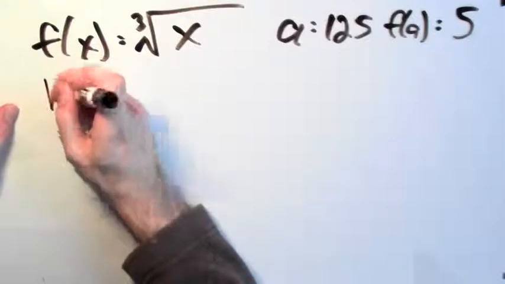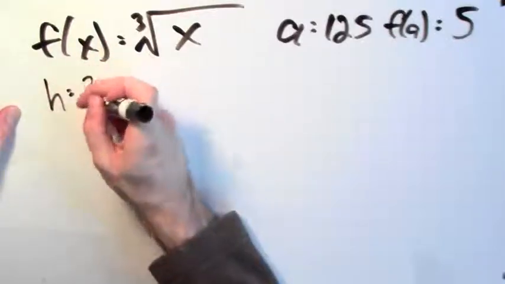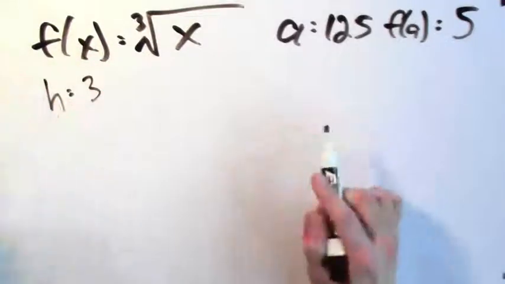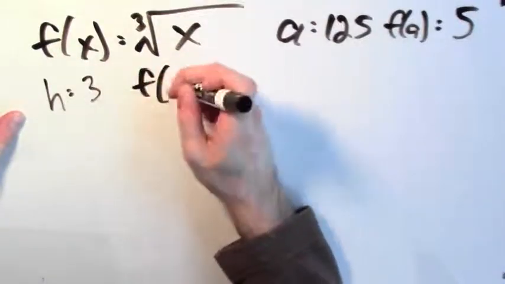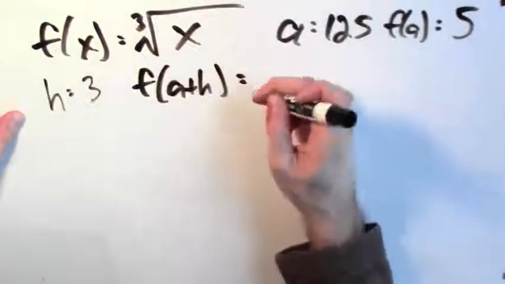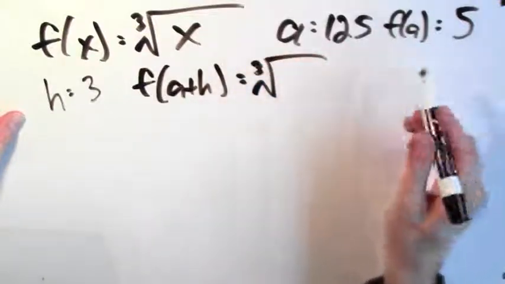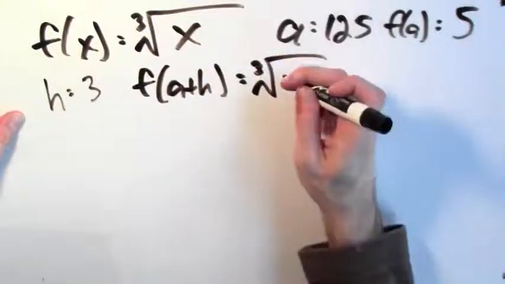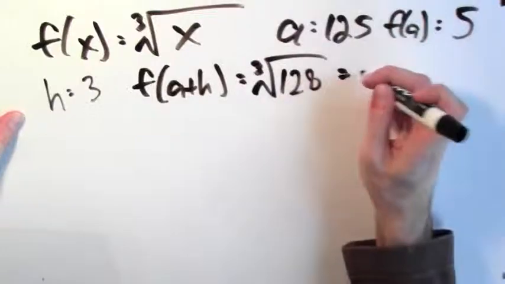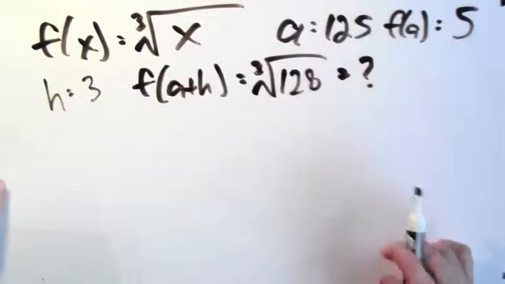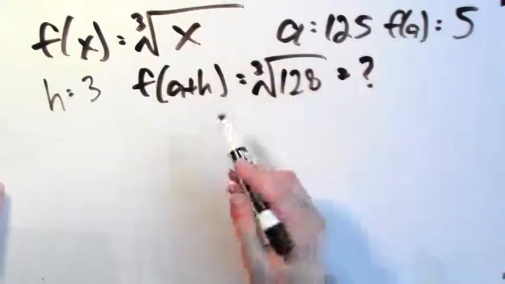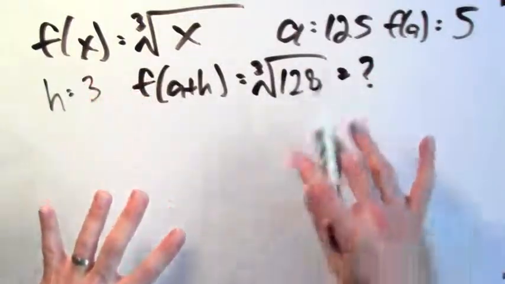Now let's try to wiggle the input and see what happens. Let's wiggle by h, which will be 3. 3 is not all that small, but compared to 125, 3 is pretty small. And I'd like to know what f of a plus h is, right? I want to know what the cube root of 125 plus 3, 128, is. And that's going to be hard to know, right? So I'm only going to know approximately. But I can use the derivative here, right? Because the derivative tells me how wiggling the input affects the output.